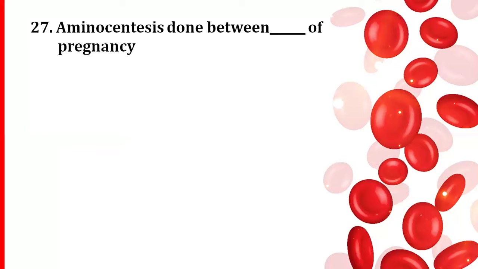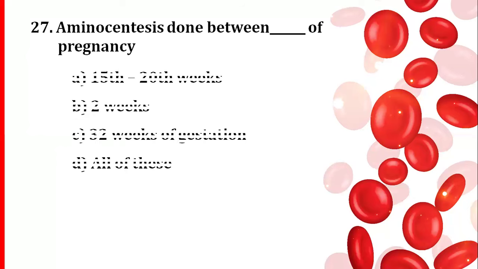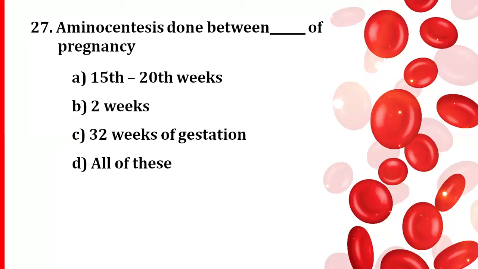Next question. Amniocentesis is done between which weeks of the pregnancy? Option A, 15th to 20th week. Option B, 2 weeks. Option C, 32 weeks of gestation. Option D, all of these. Here the right answer is 15th to 20th weeks. So what is amniocentesis? Amniocentesis is done during the pregnancy. What is the purpose of this amniocentesis? To check whether the baby has any genetic or chromosomal abnormalities, which may cause conditions like Down's syndrome or Edwards syndrome.